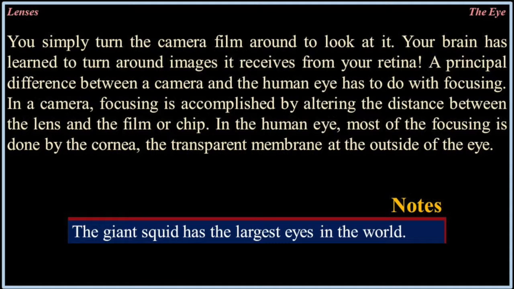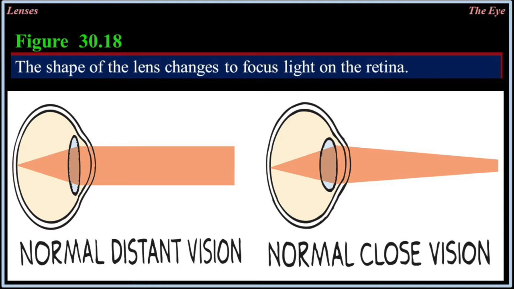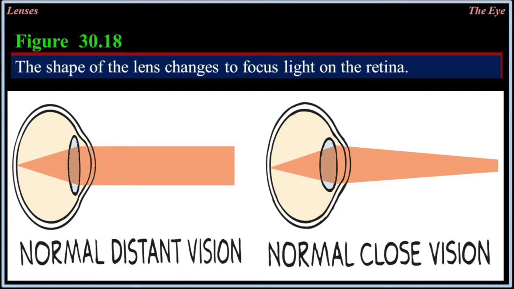Notes: the giant squid has the largest eyes in the world. Adjustments in focusing of a large image on the retina are made by changing the thickness and shape of the lens to regulate its focal length, as shown in figure 30.18. This is called accommodation and is brought about by the actions of the ciliary muscles which surround the lens. Concept check. Name the main parts of the human eye. Figure 30.18. The shape of the lens changes to focus light on the retina.